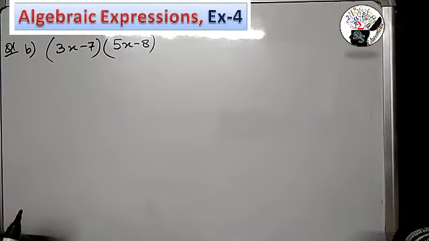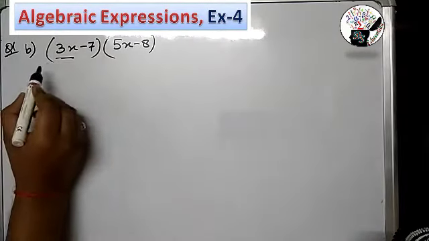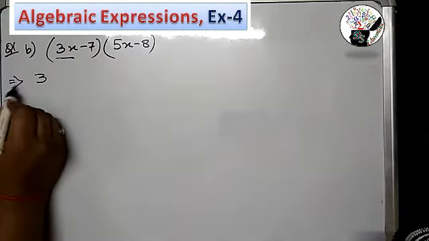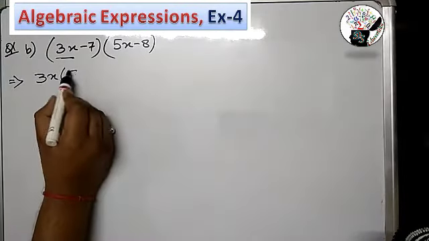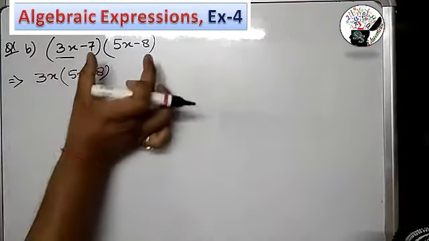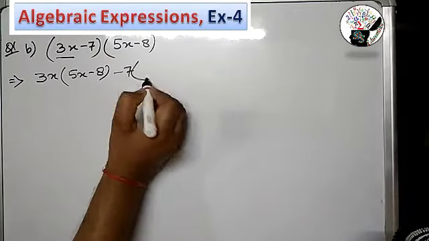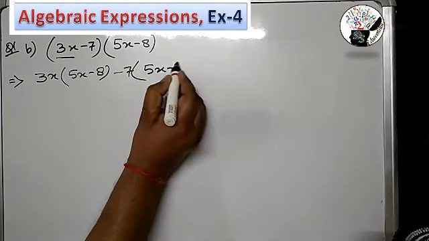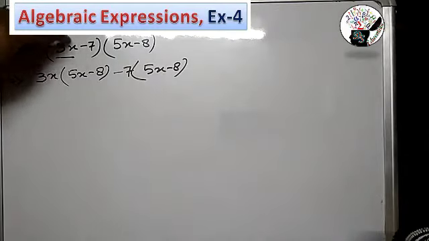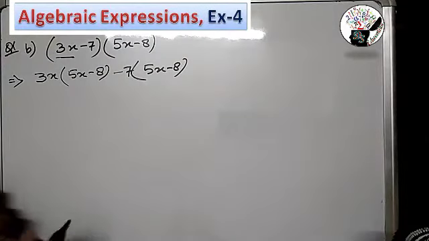It's a binomial. Now what I have to do, the first term of the first binomial will be multiplied, that is 3x into 5x minus 8. The first one has to be multiplied in completely. Okay. Next is minus 7 into 5x minus 8. All the terms of the first expression are individually multiplied with the second expression. Okay, the way I have written over here.